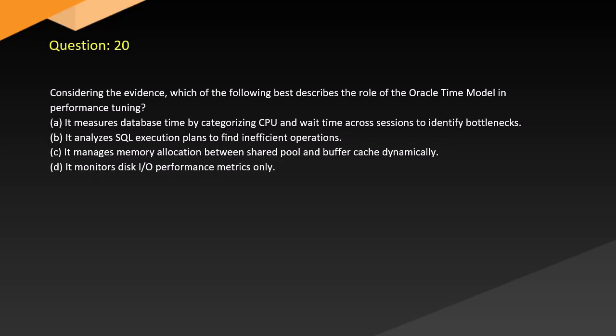Question 20. Considering the evidence, which of the following best describes the role of the Oracle time model in performance tuning? A. It measures database time by categorizing CPU and wait time across sessions to identify bottlenecks. B. It analyzes SQL execution plans to find inefficient operations. C. It manages memory allocation between shared pool and buffer cache dynamically. D. It monitors disk I/O performance metrics only.